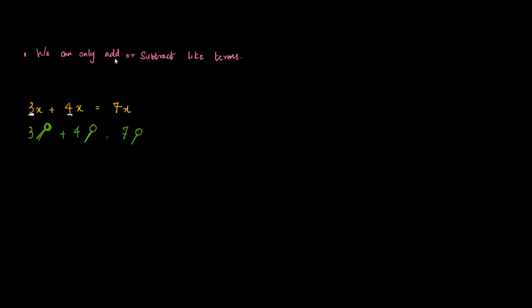Let's have a look at an example of unlike terms. Say 3x plus 4y. As I mentioned previously, you cannot add unlike terms. So if the question says 3x plus 4y, the answer is just going to be 3x plus 4y, because you can't simplify that anymore. That's the final answer, 3x plus 4y.